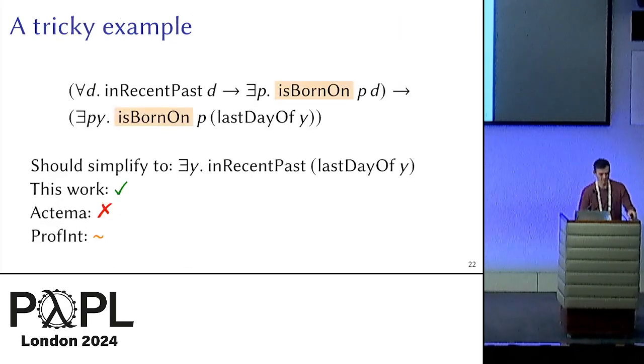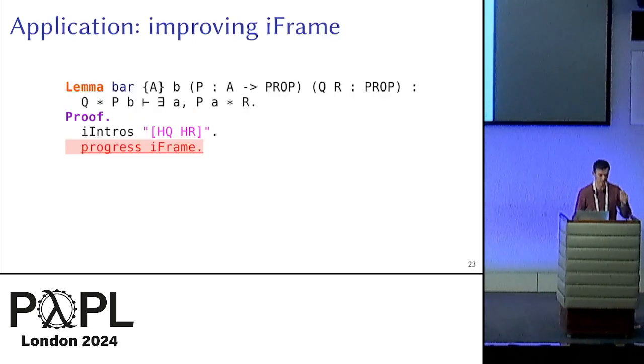Yeah, so that's this work, and specifically on the tricky example I showed you before, we can compute the correct simplification. In the paper, we have also formally shown that it lies between the Actama system, which cannot determine this, and the Profint system, which can determine even more links, but sometimes finds links you don't want.